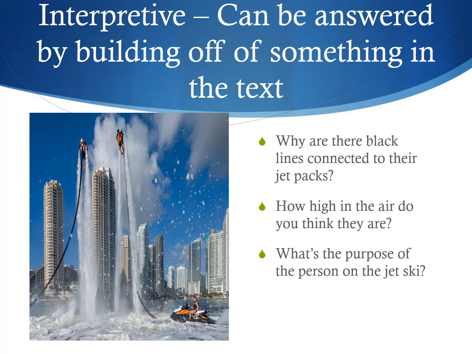For example, I can see that the black lines extend from their jetpacks all the way down into the water, so maybe there's water that's flowing through those black lines. The guy on the right, his black line seems very close to the jet ski, so maybe that black line is connected to the jet ski. It's some type of safety measure to make sure he doesn't go too far. We don't know the answer for sure, but with an interpretive question, I can use the clues in the picture to help me make a guess.